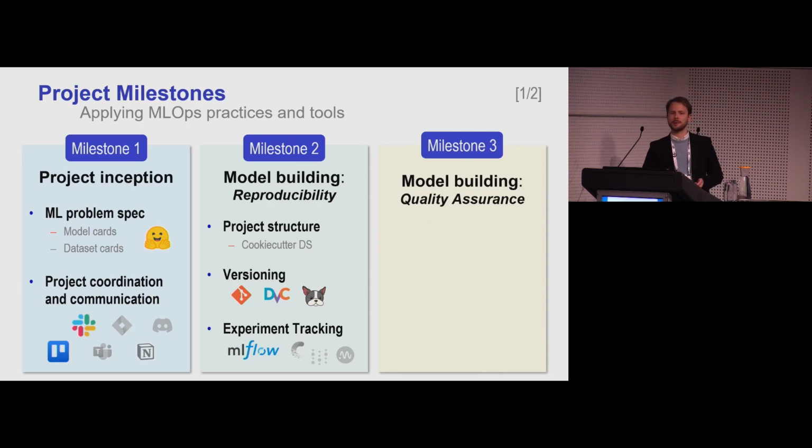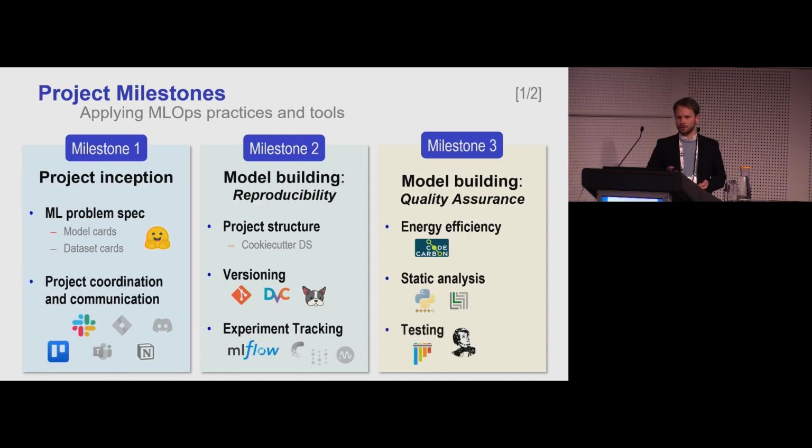Then, in the third milestone, the focus shifts to quality assurance. We teach the student how to analyze the energy efficiency of their training pipelines using Code Carbon. And we stress the importance of statically analyzing both code and computational notebooks using tools like PyLint and PyNVLint. Then we also show how to test the behavior of models with PyTest and the quality of data with Great Expectations.